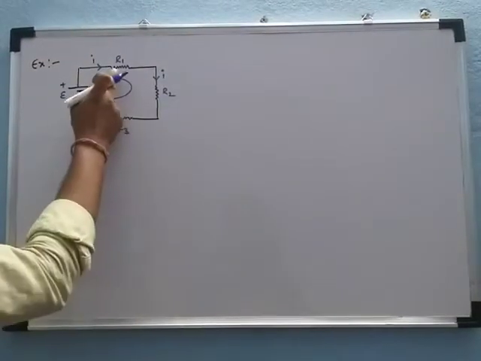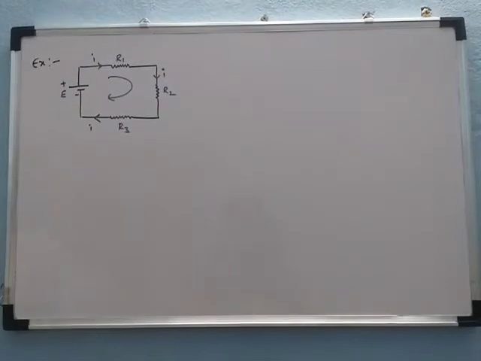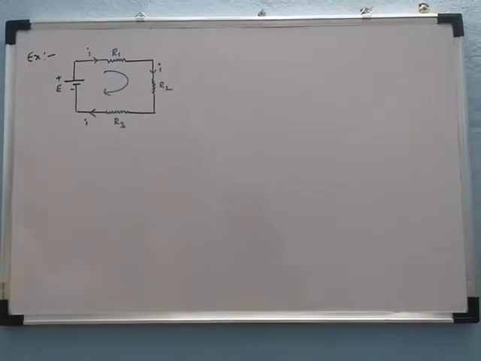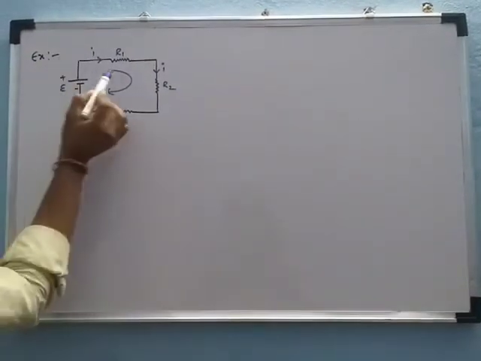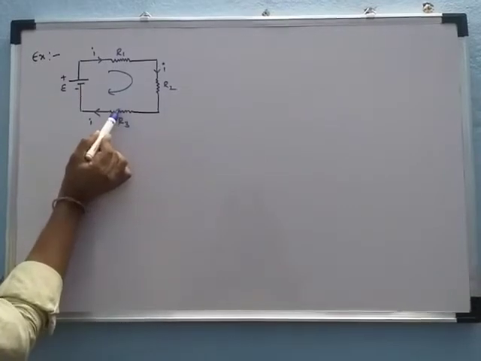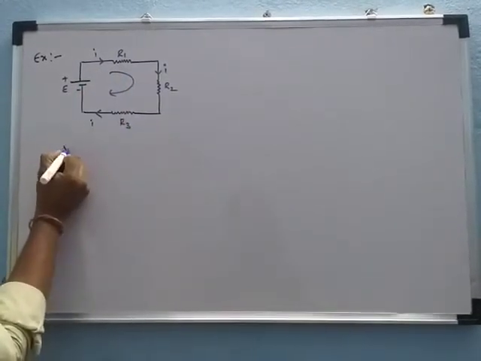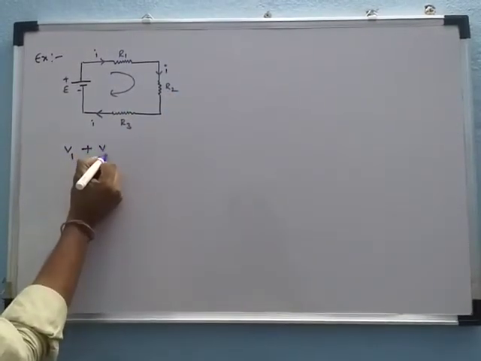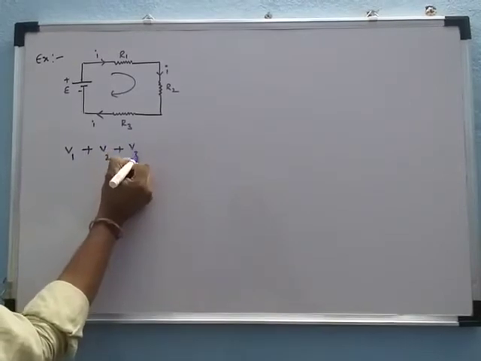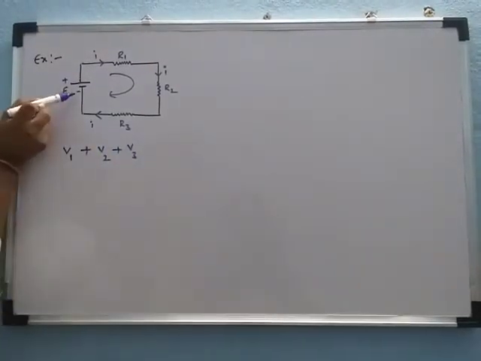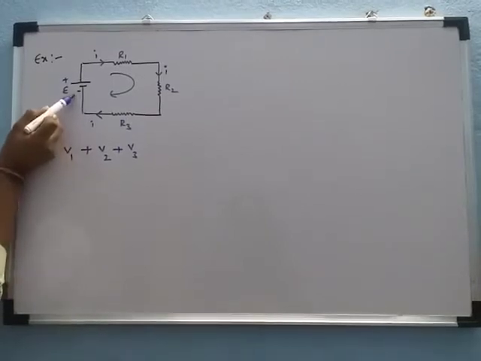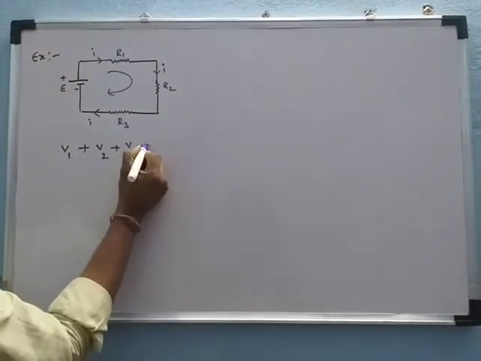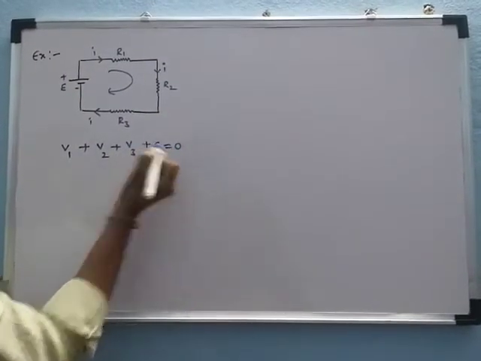When the current and the loop are in the same direction, the resistance term is taken as minus. Here the potential drops across each resistor. For the R1 resistance, the potential drop is V1, plus for R2 the potential drop is V2, plus for R3 the V3. And we can observe the current passes from the negative terminal to the positive terminal, which means the potential is gained. The potential gain is taken as plus E, and the sum is equal to 0.